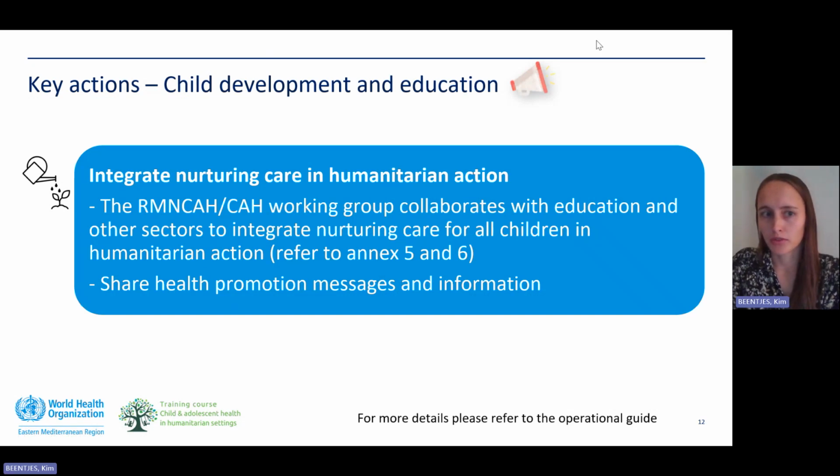Then as for the previous modules, in this one we also discussed the key actions, this one on child development and education. It's recommended to integrate nurturing care in humanitarian actions. The working group collaborates with education and other sectors to integrate nurturing care for children in humanitarian action. And here you can also refer to Annex 5 and 6 of the operational guide for more information on this. And it's also very important here to share health promotion messages and information on early childhood development and nurturing care.